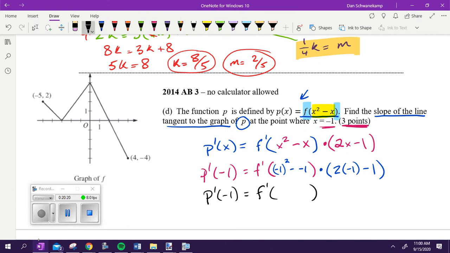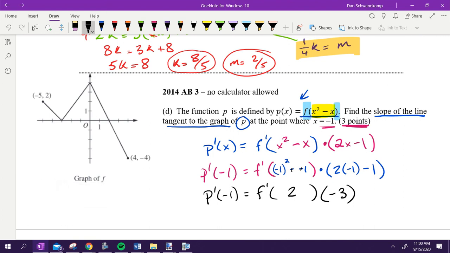Show me with your fingers what number is going back inside these f prime parentheses. Should get 2 because negative 1 squared is 1 minus a negative 1, so it's plus 1. Okay, cool. It's f prime at 2. Out here, it's 2 times negative 1, so that's negative 2 minus 1. Oh, that's negative 3. So I'm doing f prime of 2 times negative 3.